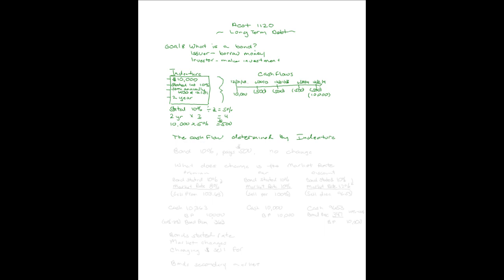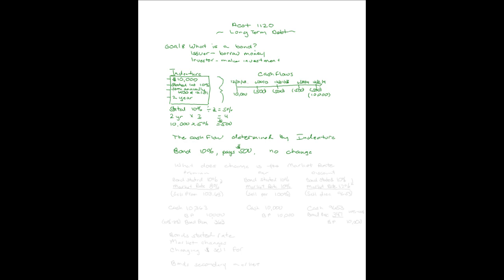So, what do we know? We know we have a $10,000 bond that's 10%, and that's never going to change. So we have a bond, and it's 10%. It pays $500 every 6 months until it matures. And then it pays out the $10,000, and it doesn't change. It's the same forever.